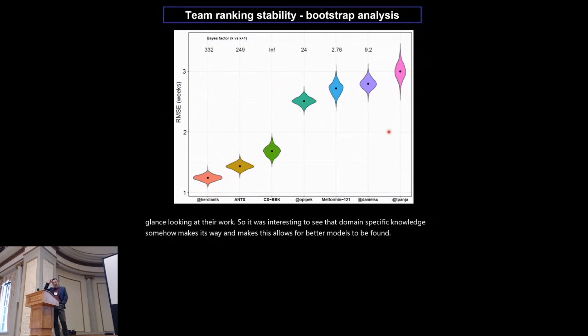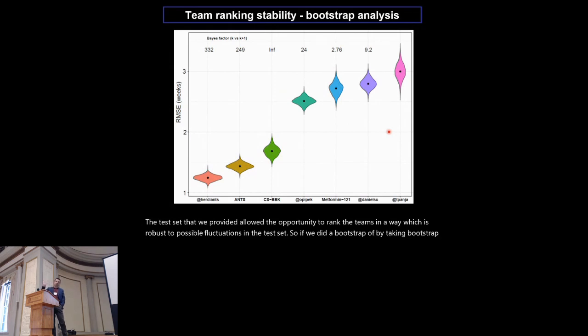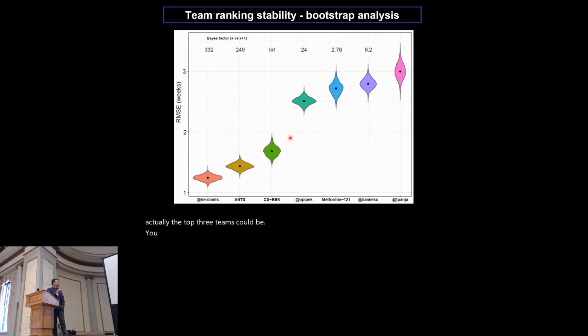As in all challenges, we want to know whether the test set that we provided allowed the opportunity to rank the teams in a way which is robust to possible fluctuations in the test set. So if we took bootstrap samples of the test set and did the ranking over and over, we would get these distributions of root mean square errors that you see here on the y-axis. And actually the top 3 teams could be ranked in a way which is unambiguous in this situation.